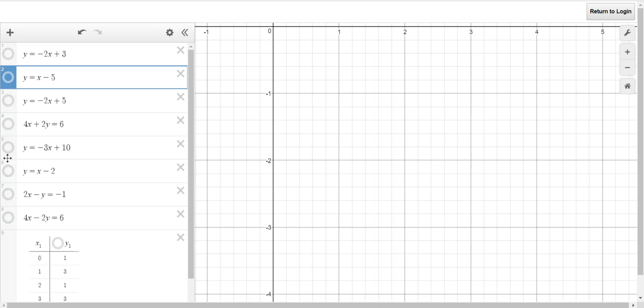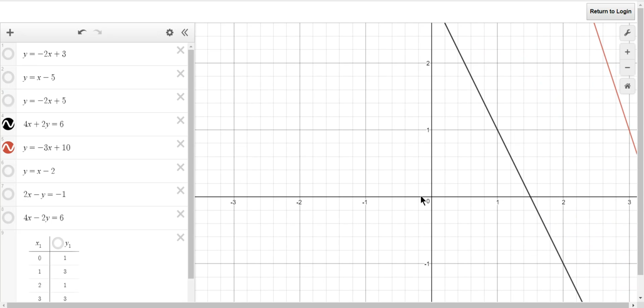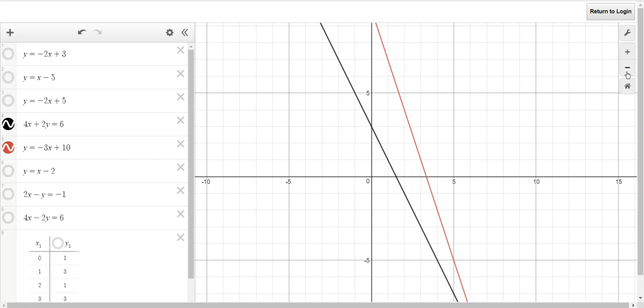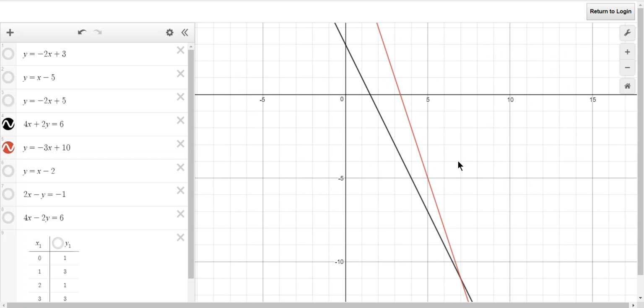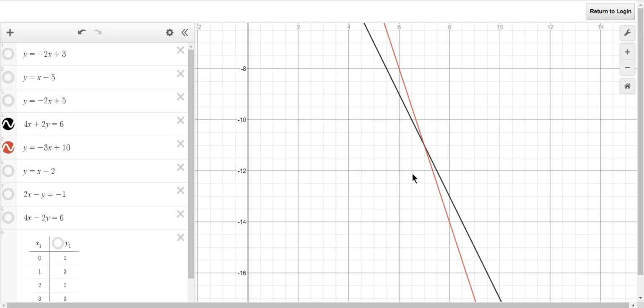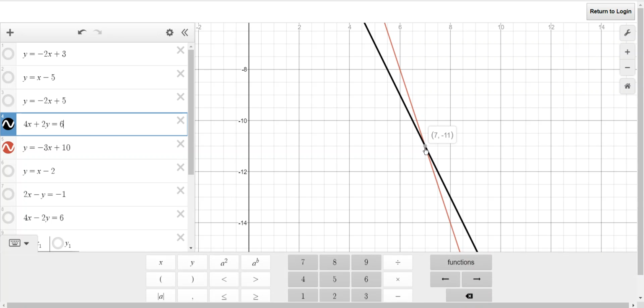Okay, so I want to look at the next two here. Let's look at that line compared to that line. If I'm looking at 0, 0, I notice that it looks like they're going to come together at some point. So to zoom out, I'm just going to hit the minus sign. Then I'm going to left click and hold and drag the screen up until I get to that point. When I get to that point, it looks like it's going to be maybe 7, -11. But like I told you earlier, just click here, and that point comes up, 7, -11.